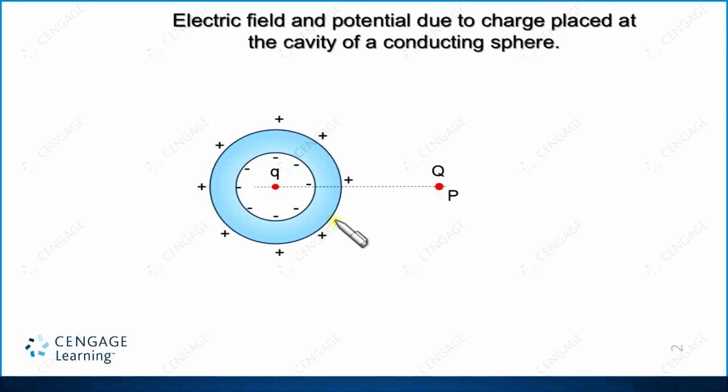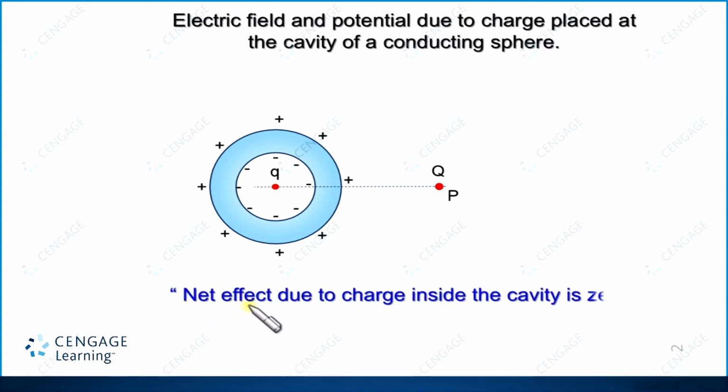So let us analyze many other situations through some illustrations. Now we are going to learn one very important concept: the net electric field, or net effect, due to the charge inside the cavity is 0 for an outside point, because as we discussed, this charge capital Q is experiencing the force because of this surface. So now we are going to take a few illustrations and discuss the same concept through them.